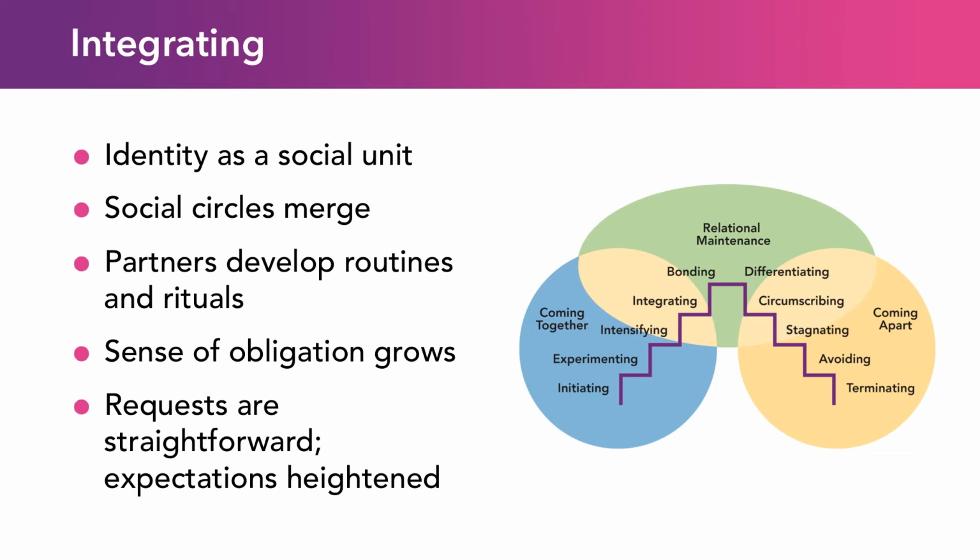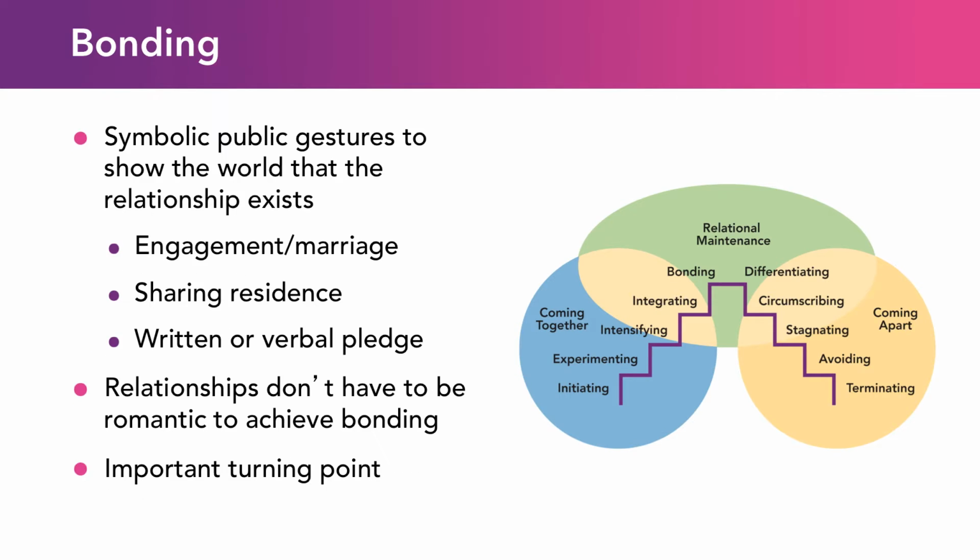Still in this coming together or possibly relational maintenance stage, it's bonding. This is a symbolic public gesture to show the world that you're in a relationship. You become engaged, you become married, you move in together. You and your friend are developing a game together, or two people decide to write a book. You're at a residential college and you join a fraternity or a sorority or a certain club. These are all examples of bonding. That's why I said the relationships don't have to be romantic to achieve bonding.